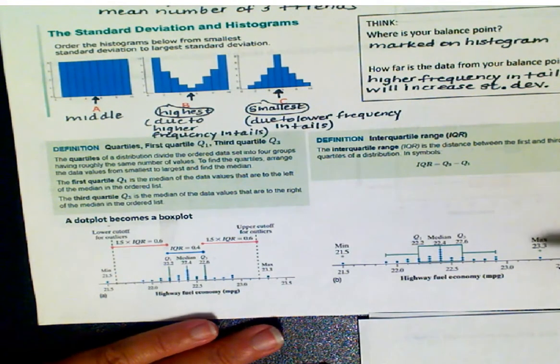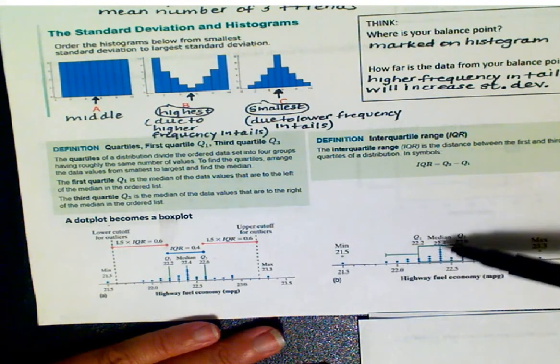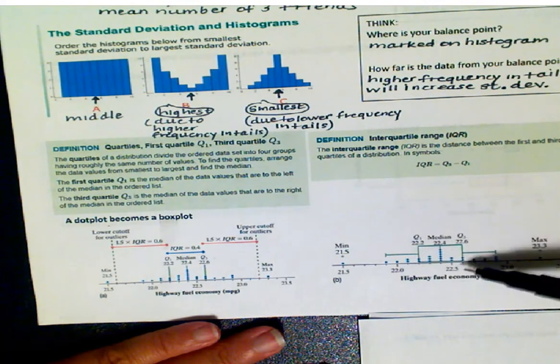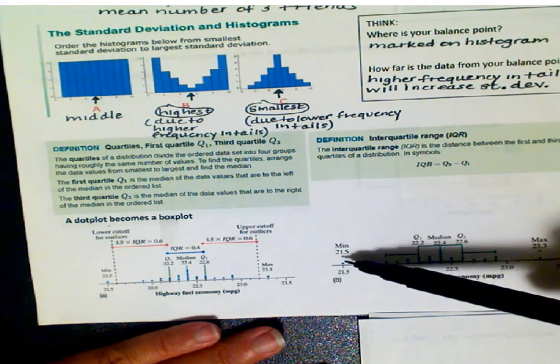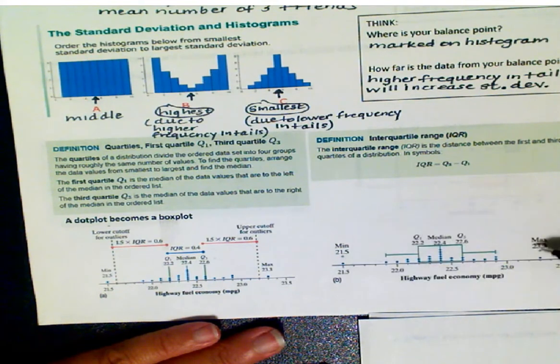So you go in on a box plot and it's basically a number line, and you put the median in the middle, and this is Q1, this is Q3. Now you do have a min and a max, but they appear to be outliers.